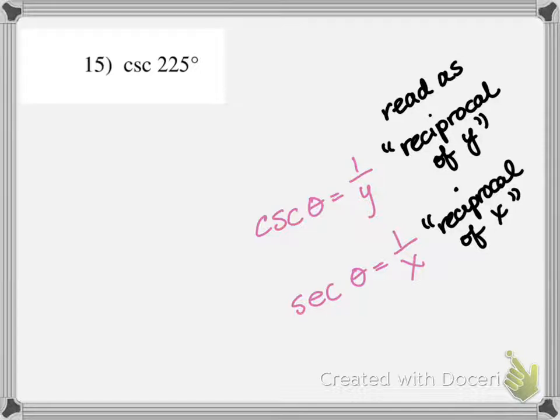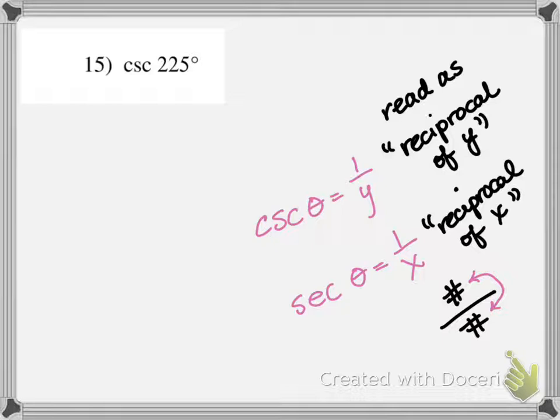All the other formulas, read it as you see it, okay? Sine is y, cosine is equal to x, tangent is y over x, cotangent is x over y. But these 2, read them with the word reciprocal. And remember, reciprocal just means that these two numbers are going to interchange, okay? That's all reciprocal means. So keep that in mind, okay?